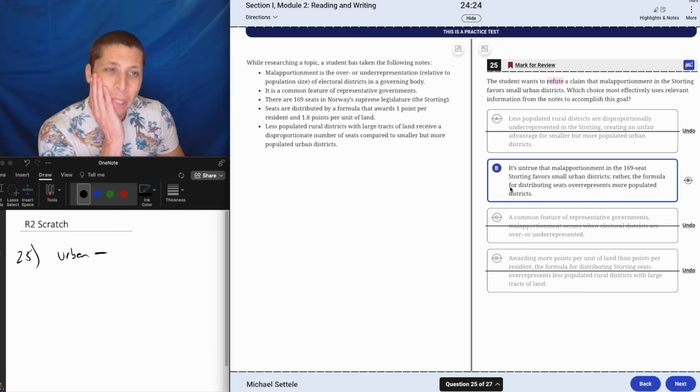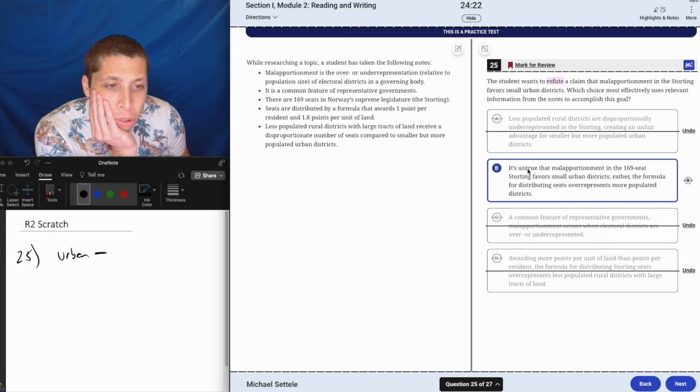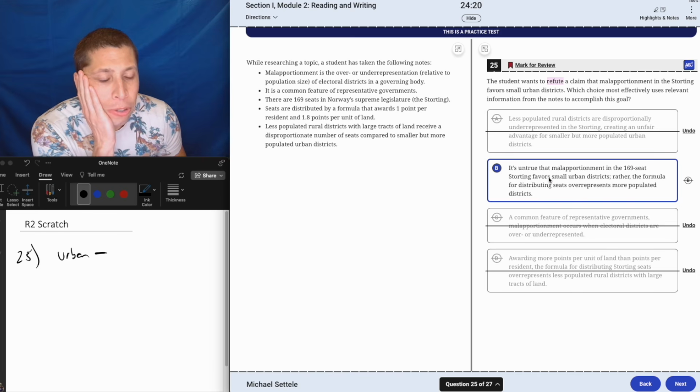Is that here, though? It's untrue that malapportionment in the seats favors small urban districts. This feels like a trap. Rather, the formula for distributing seats overrepresents more populated districts.